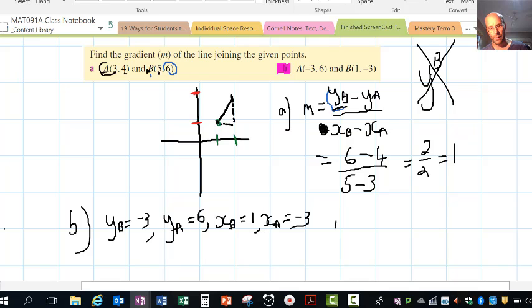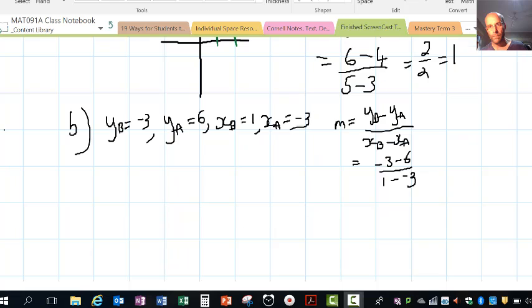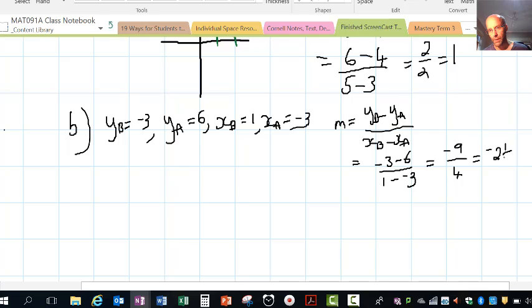We write out our formula for gradient. Gradient equals y sub b minus y sub a over x sub b minus x sub a. Substitute those in. So that would be -3 minus 6 over 1 minus -3. Now be careful here. -3 minus 6 is -9. 1 minus -3 is 1 plus 3, which is 4. So it's -9 on 4, which is fine. You can leave it like that because it's a simplified fraction. Or optionally, it is -2 1/4. But you don't have to turn it into a mixed number.